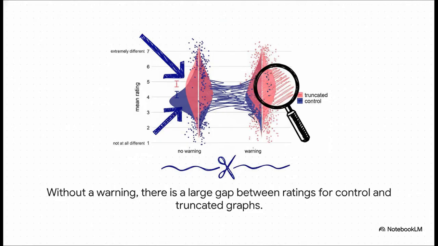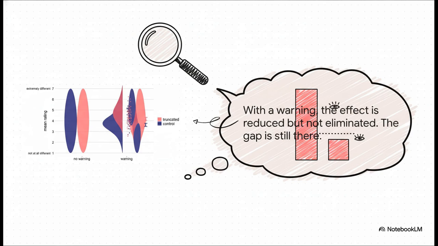So let's look at their data. On the left here, this is the group that got no warning. See that big gap? That's the difference between their ratings for the honest charts and the tricky, truncated ones. They totally fell for it. That's the illusion working at full strength. Okay, now look over at the group that was warned. The gap is definitely smaller, right? So the warning helped, for sure. But look closely. It didn't disappear. It's still there. Even when their logical brains knew they were being tricked, their eyes were still screaming. That's a huge difference. They just couldn't fully shake that initial visual impression.